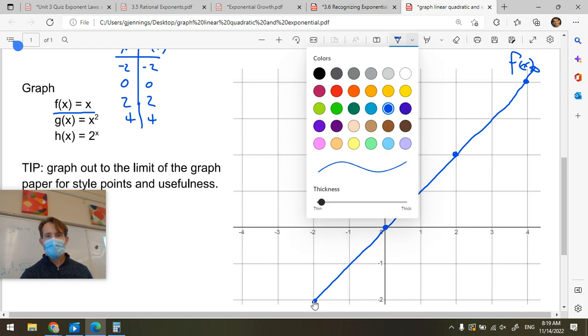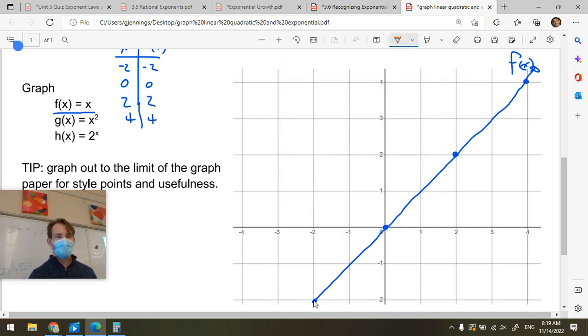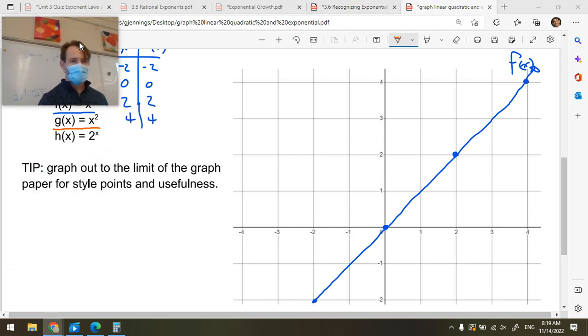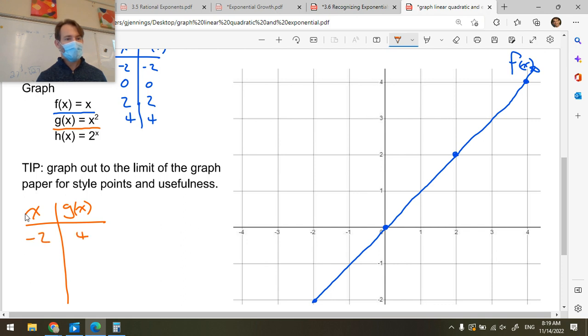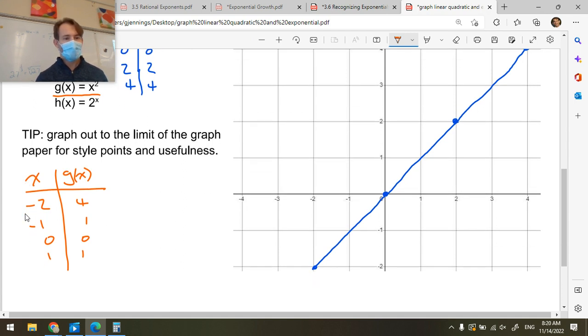Cool. Now, how about g of x equals x squared? Let's make a table of values. Well, I notice that my range here from my graph paper is up to 4. So that gives me a hint as to what x values I could look at. So if I look at x values here and outputs for g of x, which is just x squared, then I could look at -2 goes to 4, -1 goes to 1, 0 goes to 0, 1 goes to 1, and 2 goes to 4. There's my table of values.